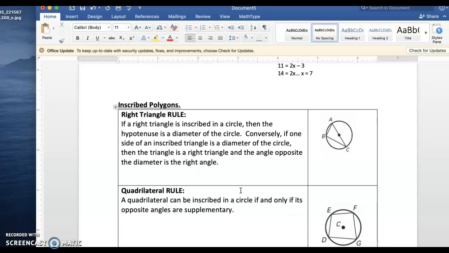The first rule is if a right triangle is inscribed in a circle, then the hypotenuse is the diameter. So angle B would be the right angle and AC would be the hypotenuse, since that goes through the center of the circle and extends to either side of the circle. I know that angle B is the right angle because the hypotenuse has to be directly across from the right angle.